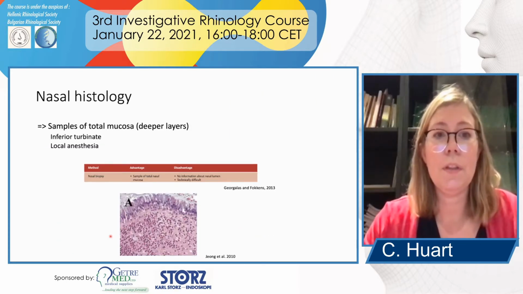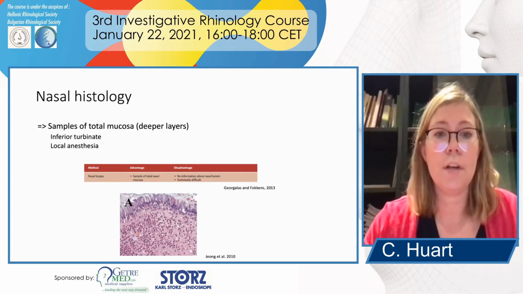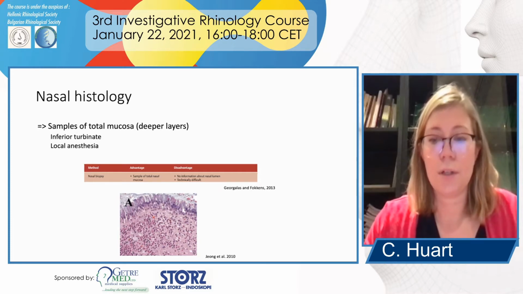If you want to see the total mucosa, including deeper layers, then you will have to perform a nasal biopsy. This biopsy can be done under local anesthesia. And in the field of inflammatory disease, it's usually performed at the level of the inferior turbinate. And you see here the epithelium and the deep structure with massive eosinophilic infiltration.